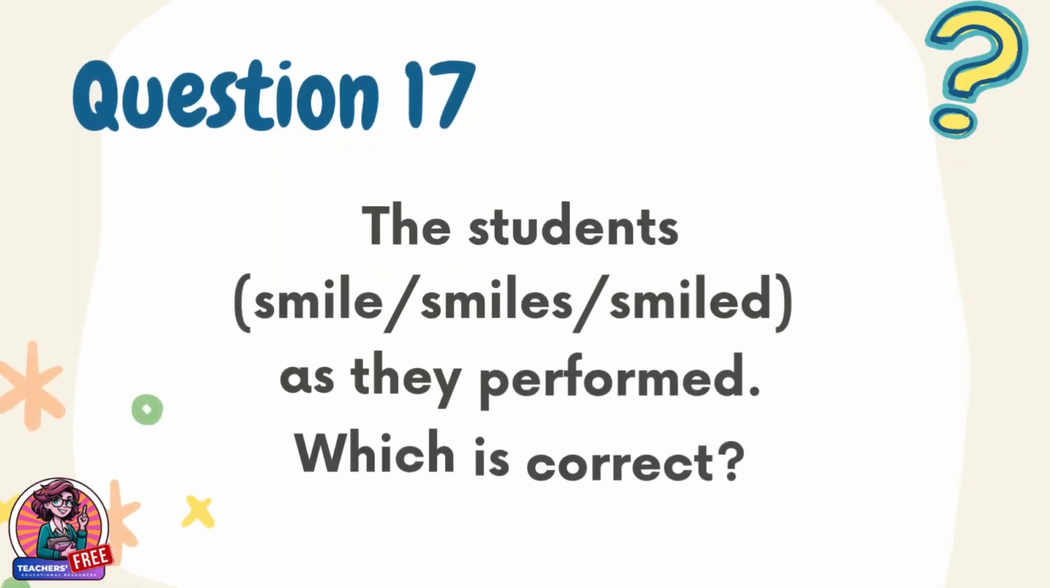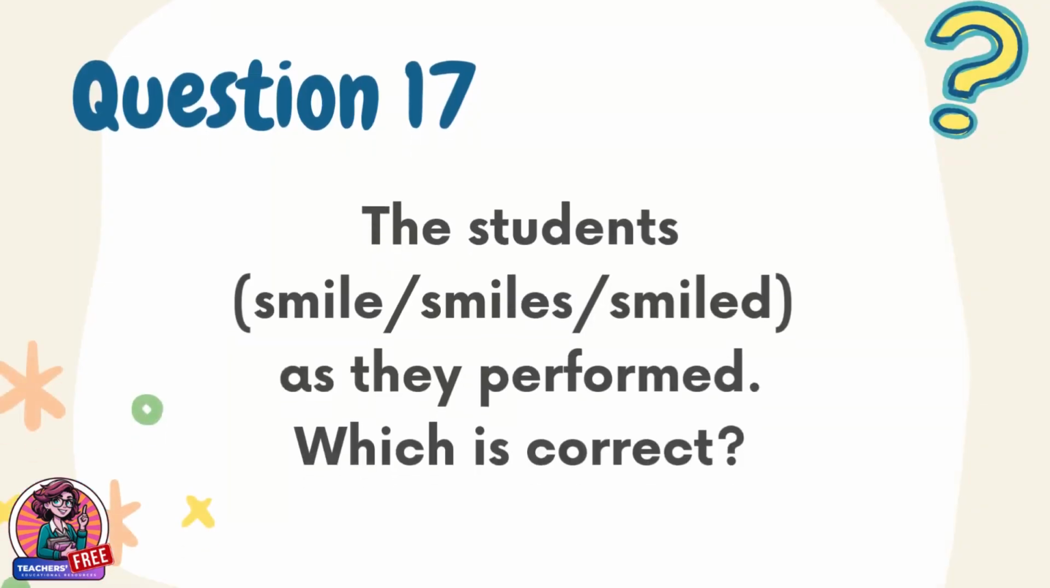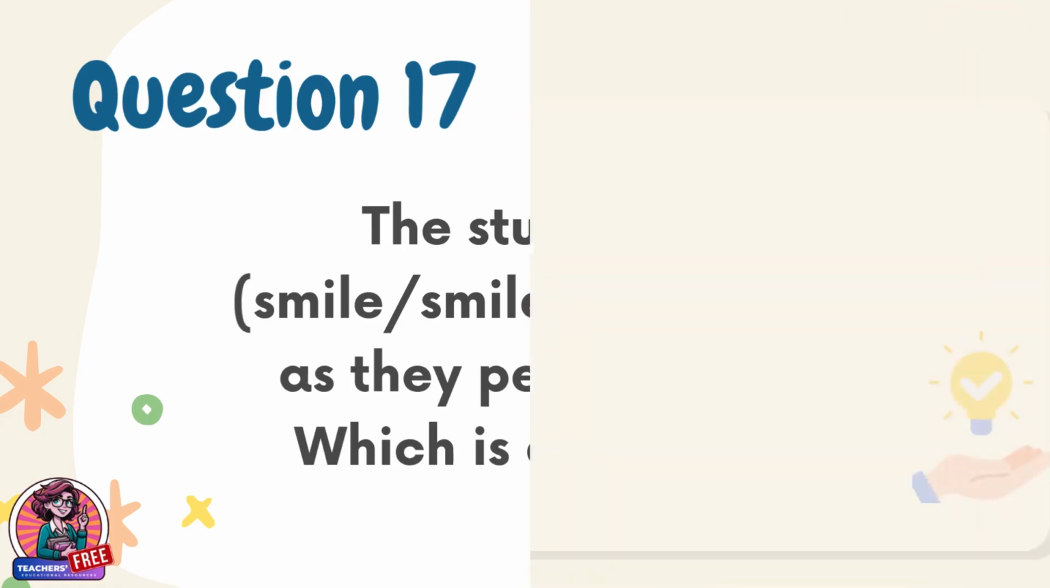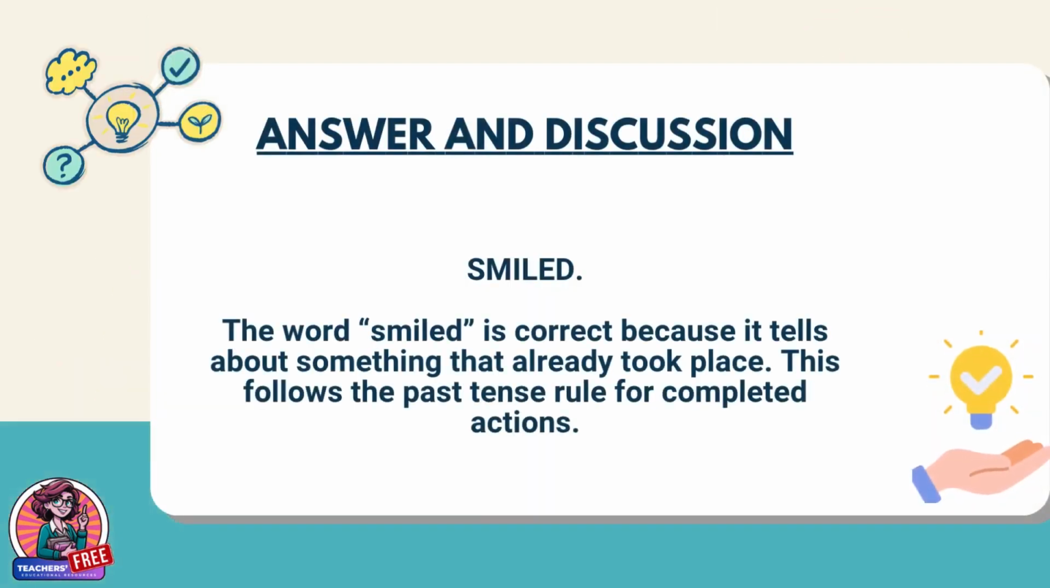Question 17. The students smile, smiles, smiled as they performed. Which is correct? Answer: smiled. The word smiled is correct because it tells about something that already took place. This follows the past tense rule for completed actions.